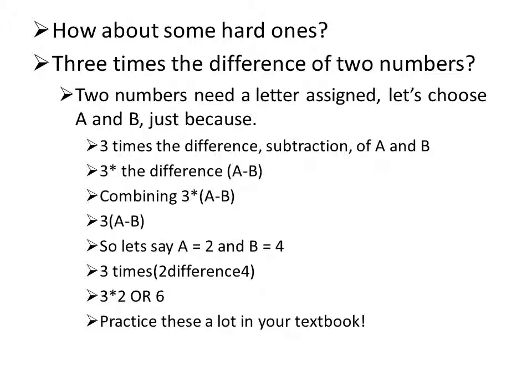So let's solve this. Let's actually have some numbers. We're making this up. A equals 2, B equals 4. 3 times (2 minus 4). Remember, I'm just substituting real values in there. 3 times the difference, because 2 minus 4 is negative 2. So 3 times negative 2, or negative 6. This is what you want to make sure that you prepare for your test.